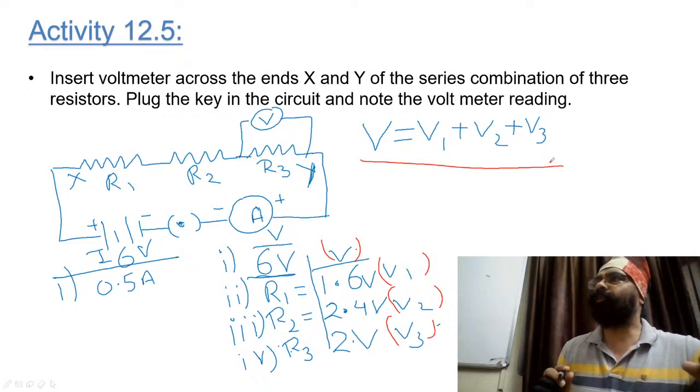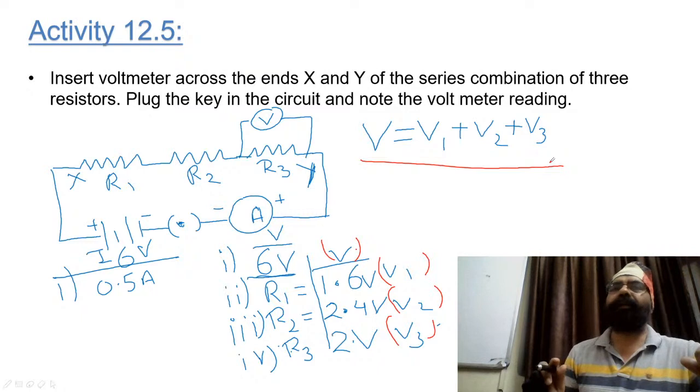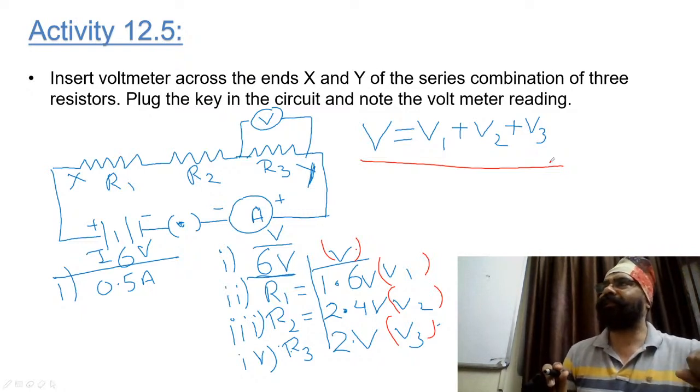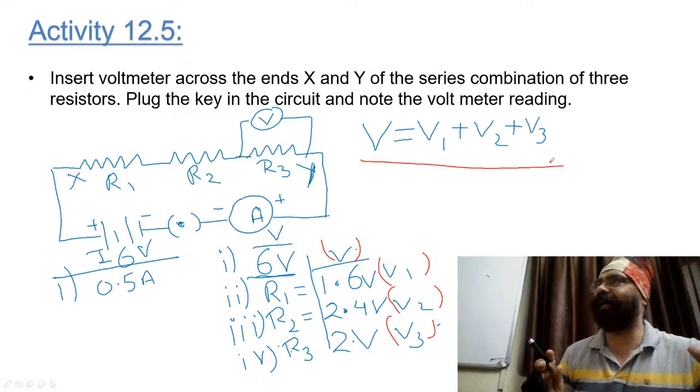Which means that all the resistors have different potential differences across their ends. And when you add them up, it comes out to be equal to the total potential difference across the whole of the system. Everybody understood?